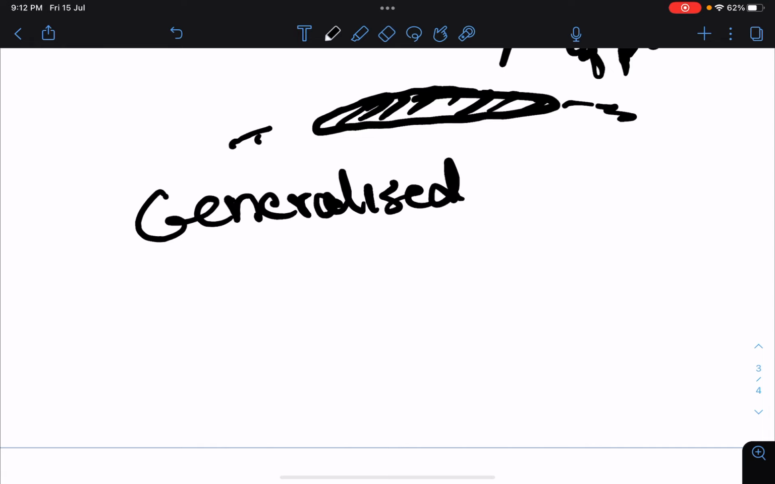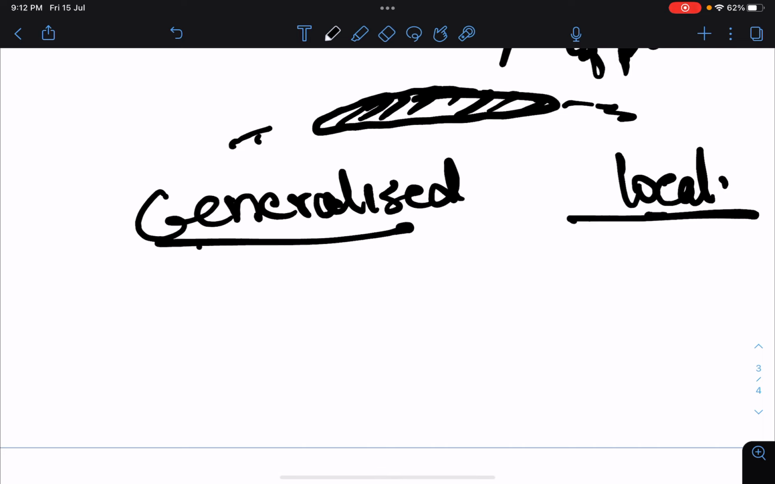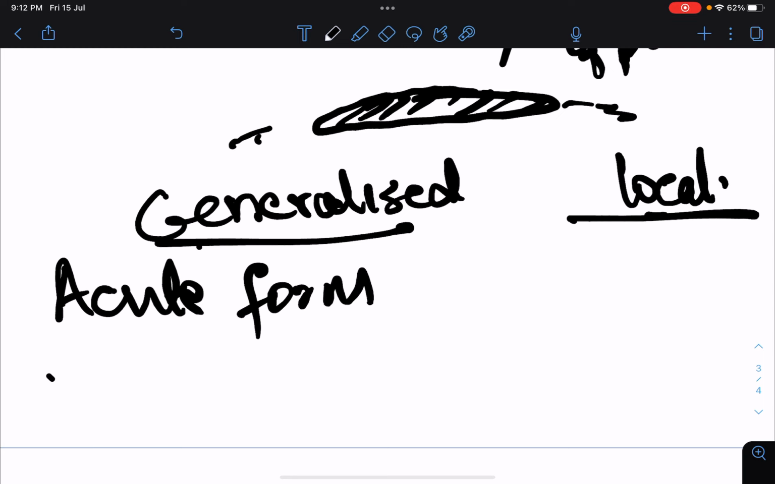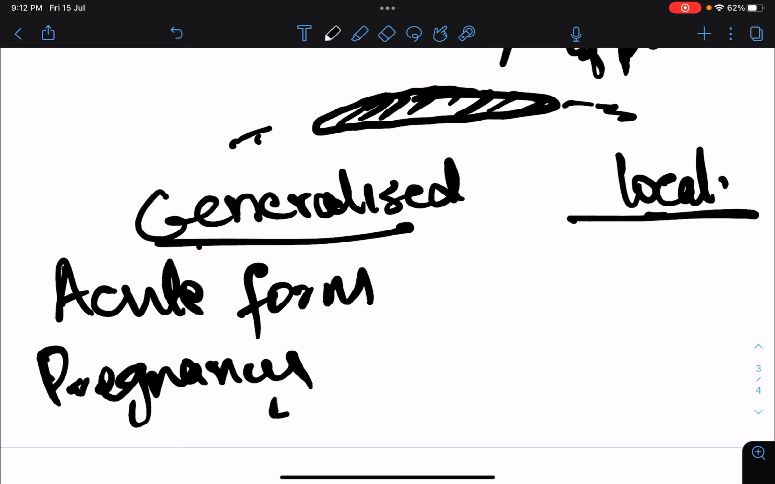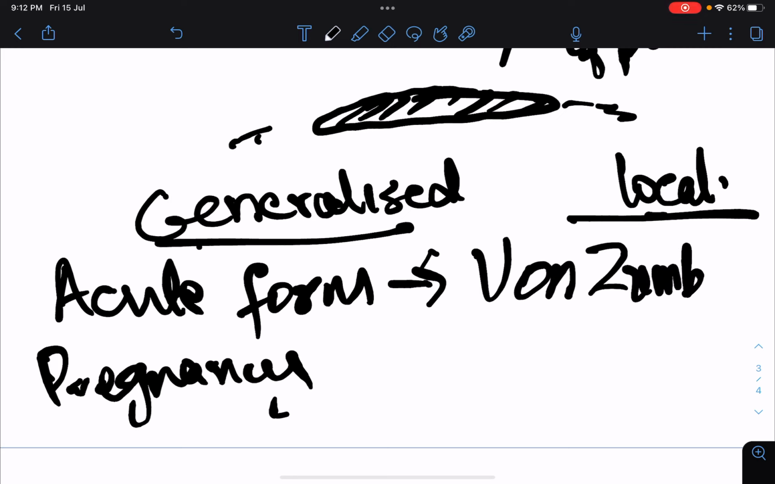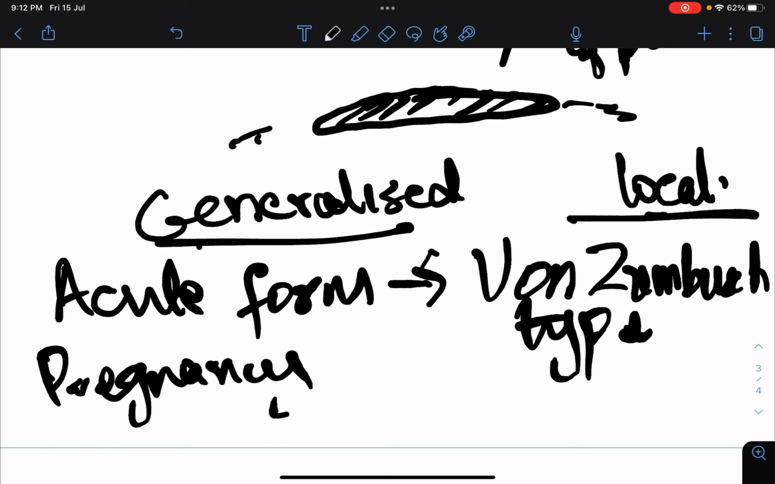And you could also have a localized involvement of the body. So when it's a generalized involvement of the body, it could have an acute form, and it could have a form that is present in pregnancy. Now the acute form is basically that you've stopped steroids and there is an acute reaction, which is called the von Zumbusch type. Just another fancy name.